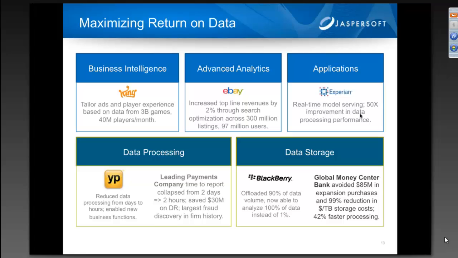On the business intelligence front, King, for those that aren't familiar, is the makers of Candy Crush. Their challenge was that they had very limited data and limited view, right? And they really wanted to be able to analyze more data for better answers. So they captured data from about 3 billion games played by 40 million players every month. And they're leveraging Cloudera as their data hub. And by leveraging Cloudera and landing their data in the data hub, they have a much better understanding of the partners, the preferences, and the trends, which allow them to tailor the experiences and ads for the players.